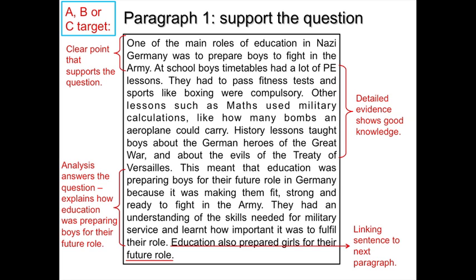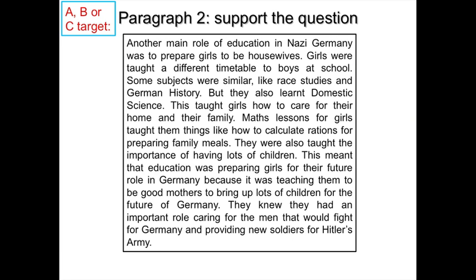Okay, on to paragraph 2 then, it's the other paragraph to support the question. Another main role of education in Nazi Germany was to prepare girls to be housewives. Girls were taught a different timetable to boys at school. Some subjects were similar, like race studies and German history, but they also learnt domestic science. This taught girls how to care for their home and their family. Maths lessons for girls taught them things like how to calculate rations for preparing family meals. They were also taught the importance of having lots of children.